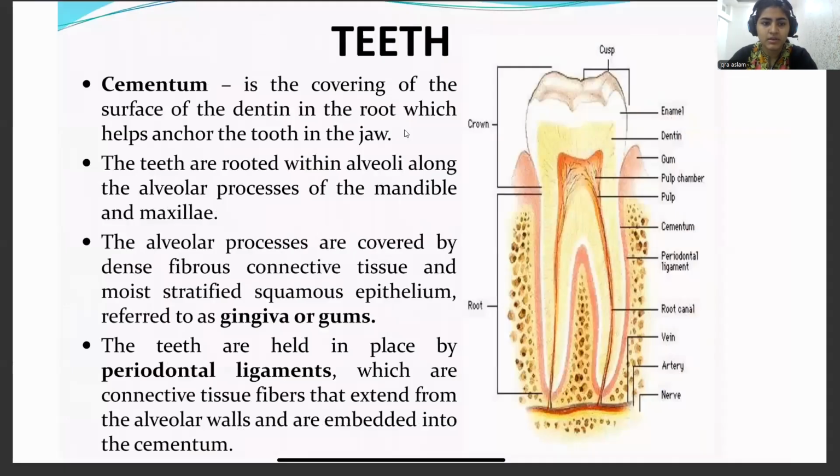Then we go to cementum. Cementum can be seen in the root area. In the root area, we don't see enamel. We directly see cementum, then dentine. Cementum is the covering of the surface of dentine in the root, which helps in anchoring of the tooth in the jaw. It helps in the anchoring. It makes the tooth stay in that position.